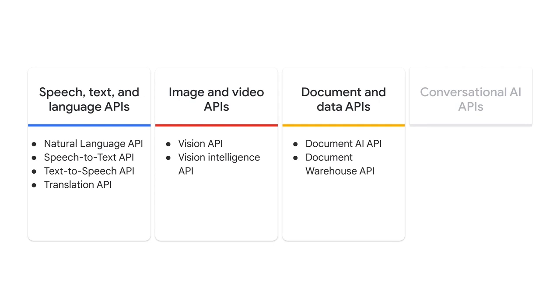Document and data APIs. For example, the Document API processes documents like text extraction and form parser. It can be used in specialized use cases like lending, contracts, procurement, and identity documents. Conversational AI APIs. For example, the Dialogflow API builds conversational interfaces.